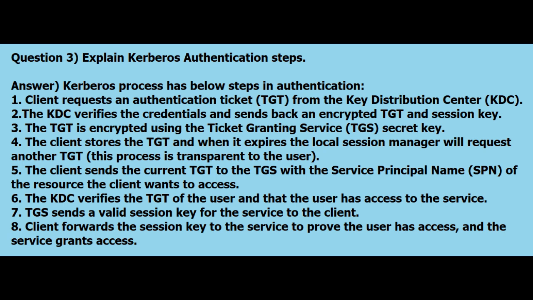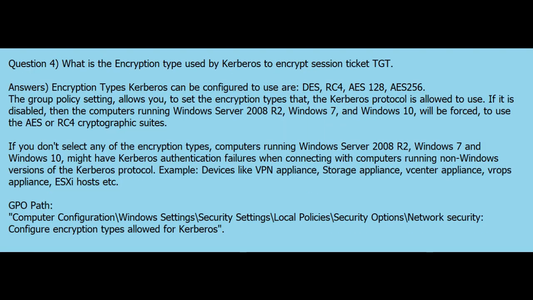5. The client sends the current TGT to the TGS with the service principal name, SPN, of the resource the client wants to access. 6. The KDC verifies the TGT of the user and that the user has access to the service. 7. TGS sends a valid session key for the service to the client. 8. Client forwards the session key to the service to prove the user has access, and the service grants access. Question 4. What is the encryption type used by Kerberos to encrypt session ticket TGT?